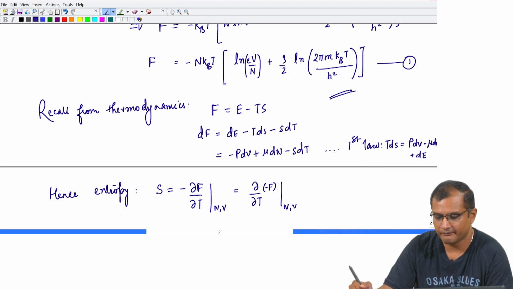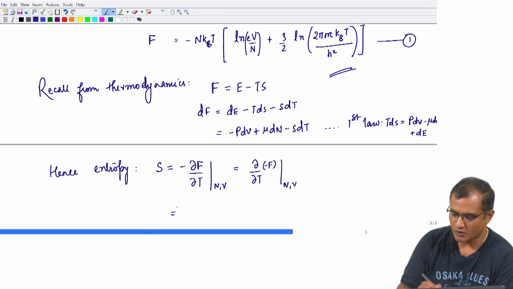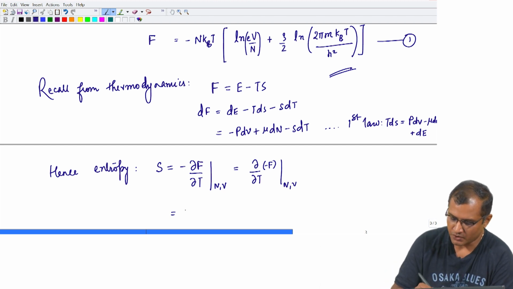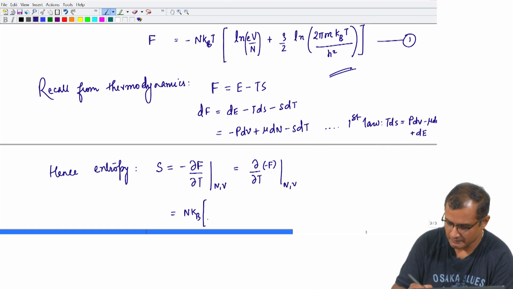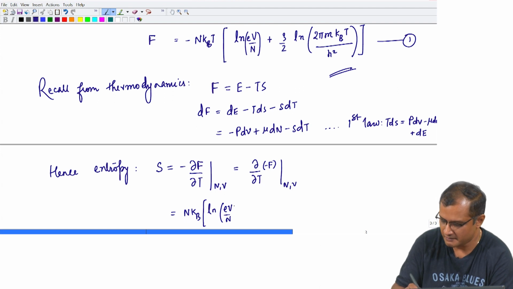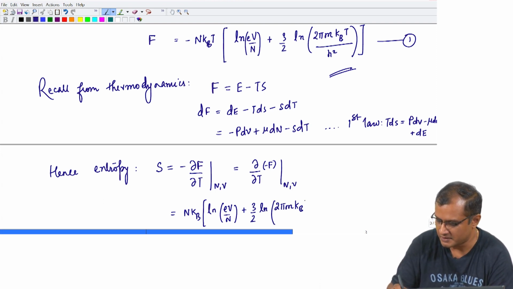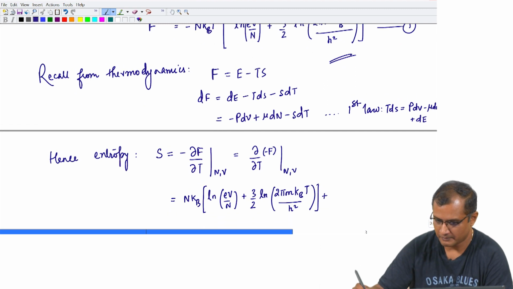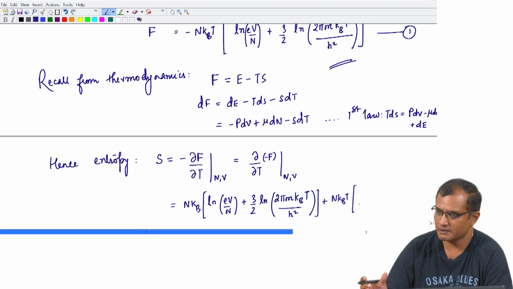fine, which is obtained by taking logarithm of the partition function. So, you can take the derivative of free energy or minus F as you take it, there are two terms. So, if you take the derivative of the first term, what you get is just nkB, okay, and you write down the entire term, which is ln eV by n plus 3 by 2 ln 2 pi m kBT over h square. Now, you take the first term, which is just nkBT, and take the derivative of the second. Now, ln eV upon n has no temperature in it.